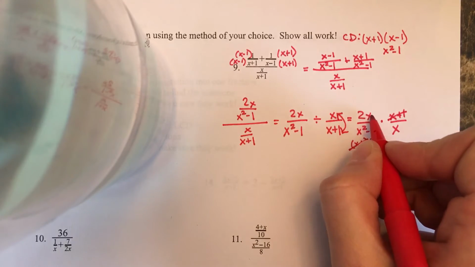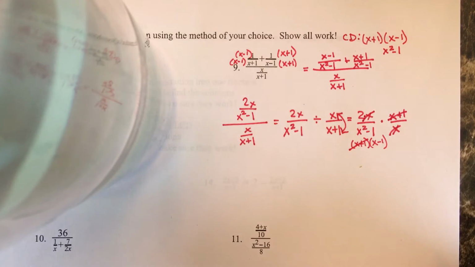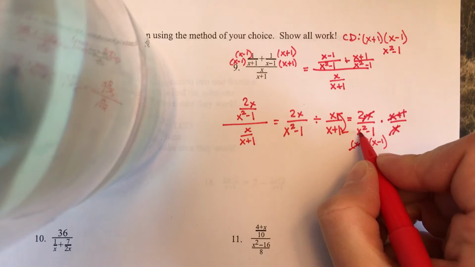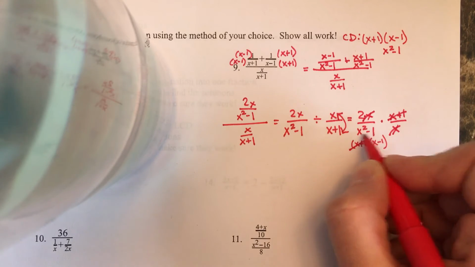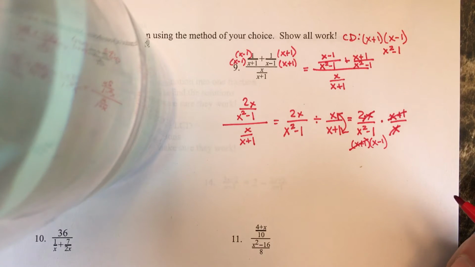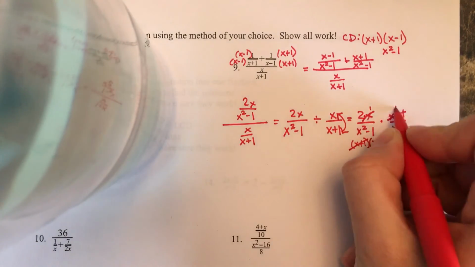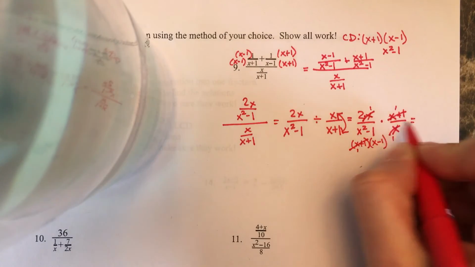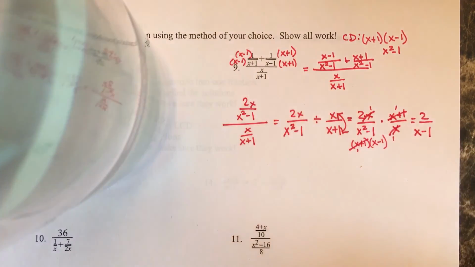Now on top, this is 2 times x, so it's okay to reduce just the x's. Here, I could not reduce an x out of x squared with that x because it's not x squared times something, it's x squared minus something. So remember, that's a big difference. Now, everything I've reduced is now a 1, and I'm left with 2 on top over x minus 1 on bottom.